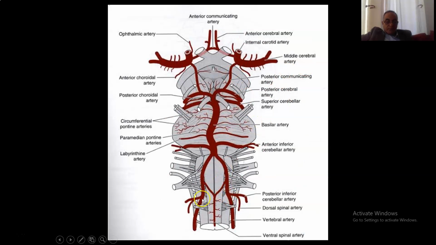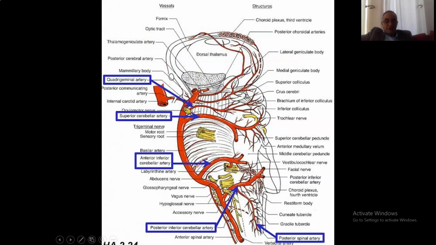Another view again: vertebral, anterior spinal artery, PICA, posterior spinal artery, two vertebrals from the basilar. Basilar forms the AICA. After the AICA, the labyrinthine artery, then the transverse pontine arteries, and then the superior cerebellar artery, and then it ends in the posterior cerebral artery on either side.